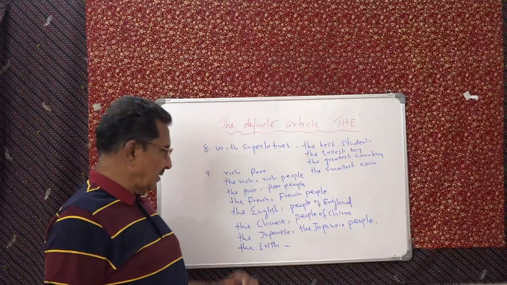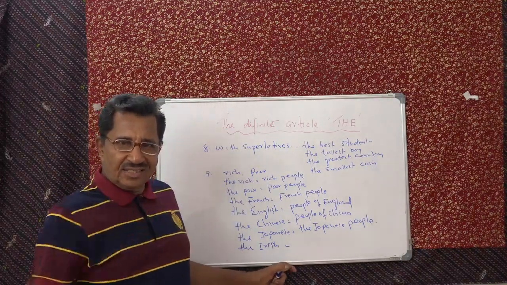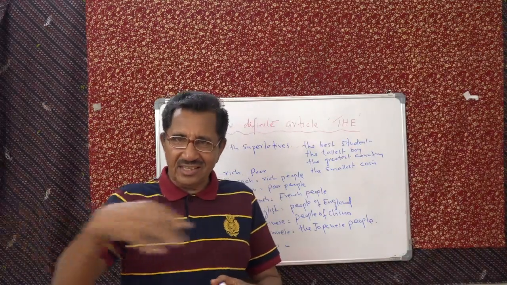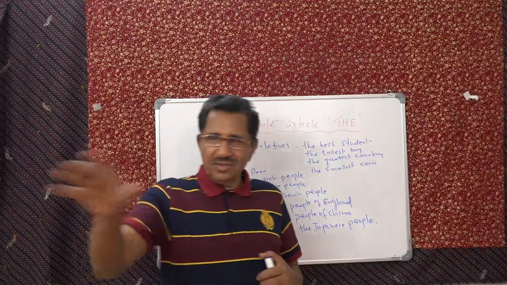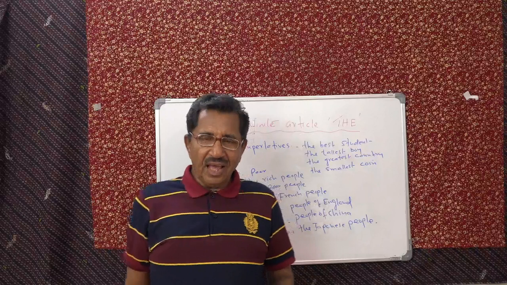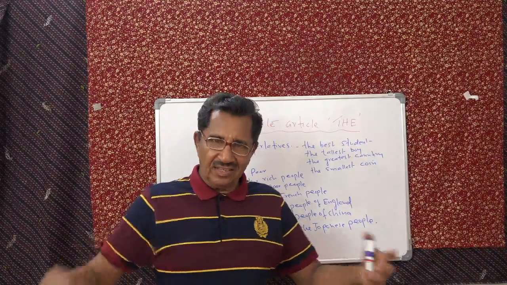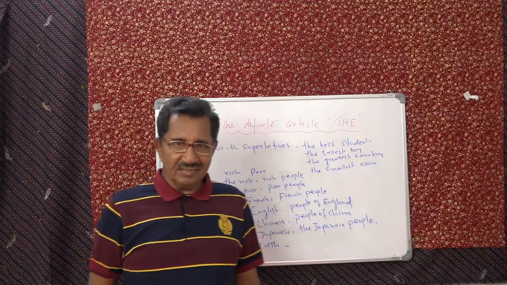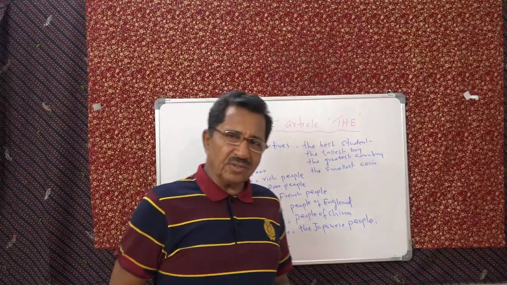It means the Irish, not others. So there is a kind of separation. The rich, not the others. The poor, not the others. The British, not the others. The French, not the others. So that is exclusive. Then you are using the to particularize it against the others.